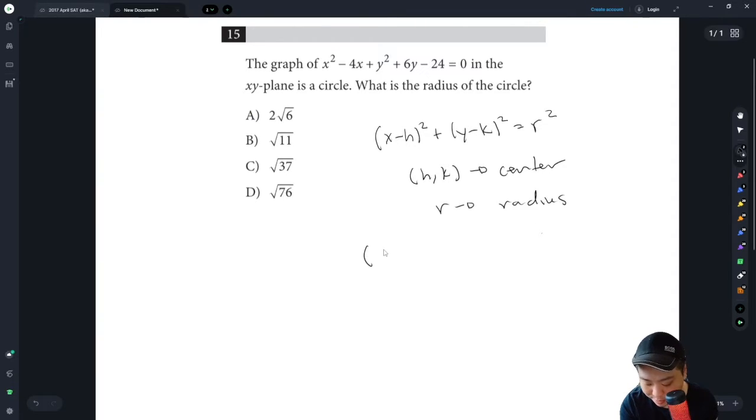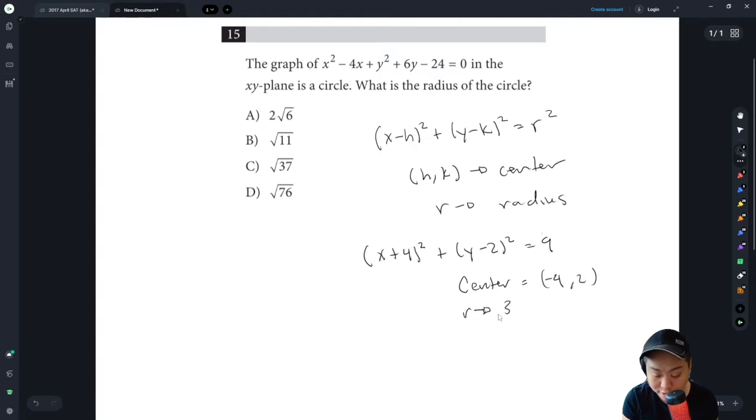So here's an example. If we have something like (x plus 4) squared, right, plus (y minus 2) squared is equal to 9, we know that the center of the circle will be negative 4, positive 2, and the radius will be 3.